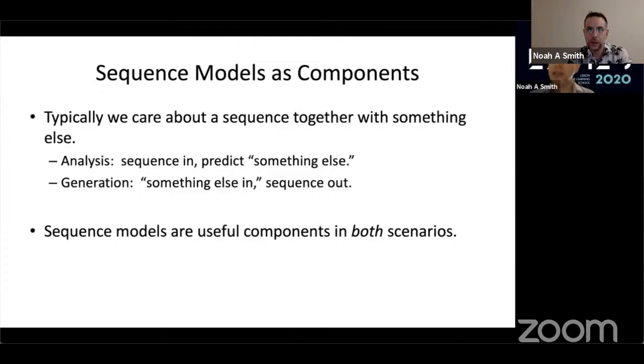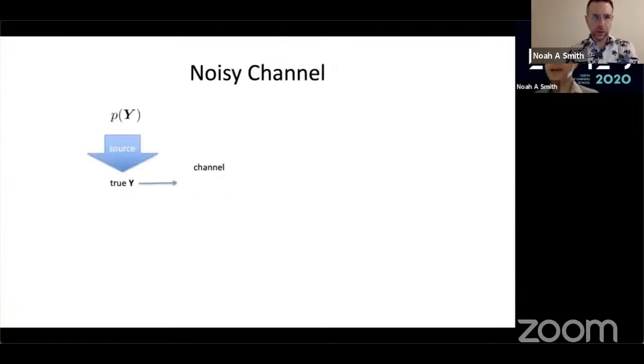There are essentially two kinds of tasks that involve sequences. One I call analysis, where your algorithm is going to read the sequence in and predict or generate something else. And then the other is a generation task where something else comes in and the sequence comes out. And of course, we also have tasks like machine translation, where the sequence is both the input and the output, and you're doing both analysis and generation. Sequence models, it turns out, are useful in both scenarios. And to understand that, I'm going to introduce a very old and important concept called the noisy channel.